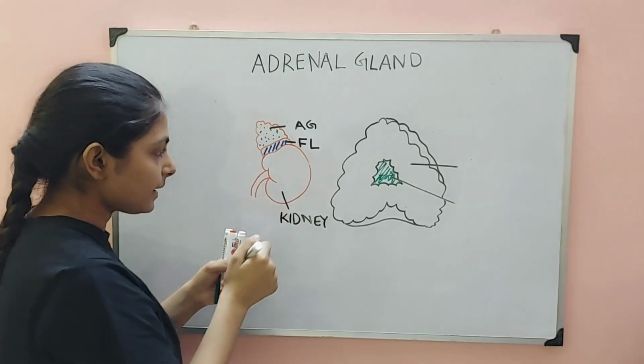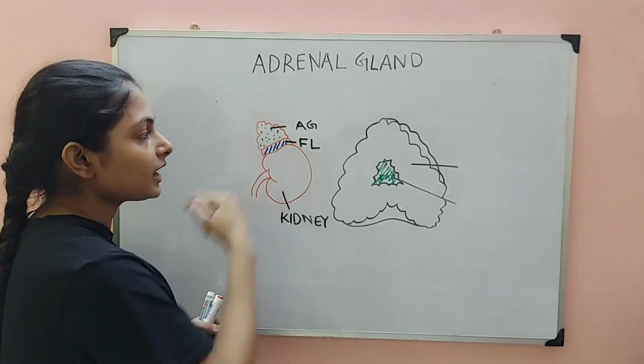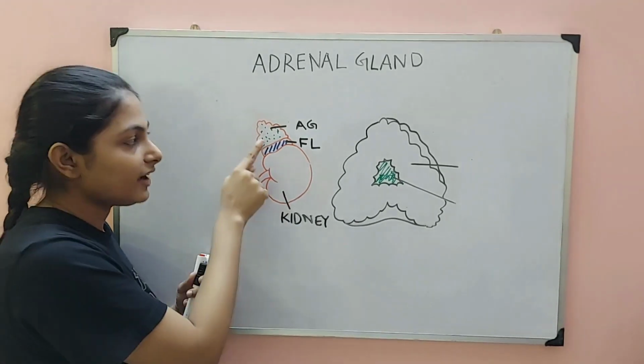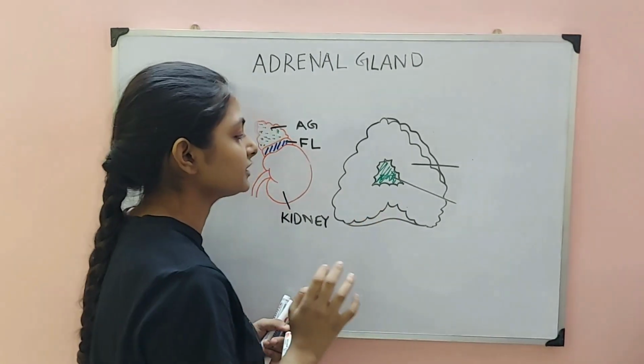So if in your exam, the arrow is marked at this region, the one in blue, don't mark adrenal gland as the answer because that's incorrect. So we have adrenal gland, then a fatty layer separating the gland and the kidney. Next, coming to this diagram.